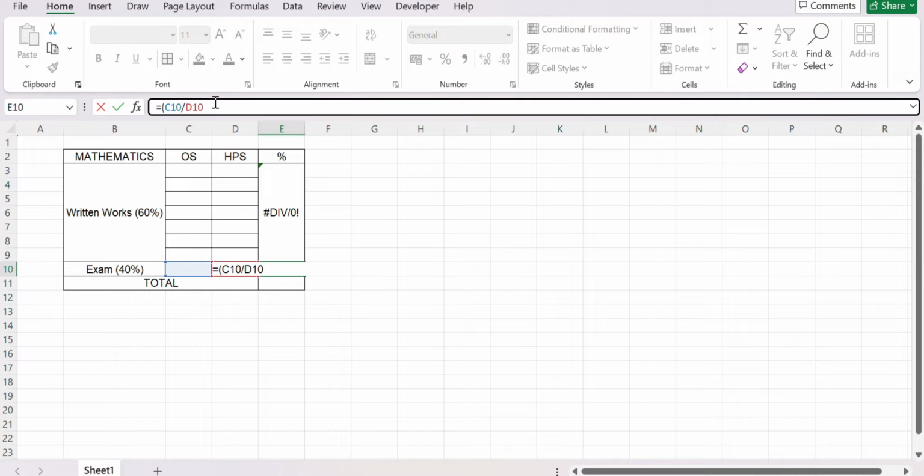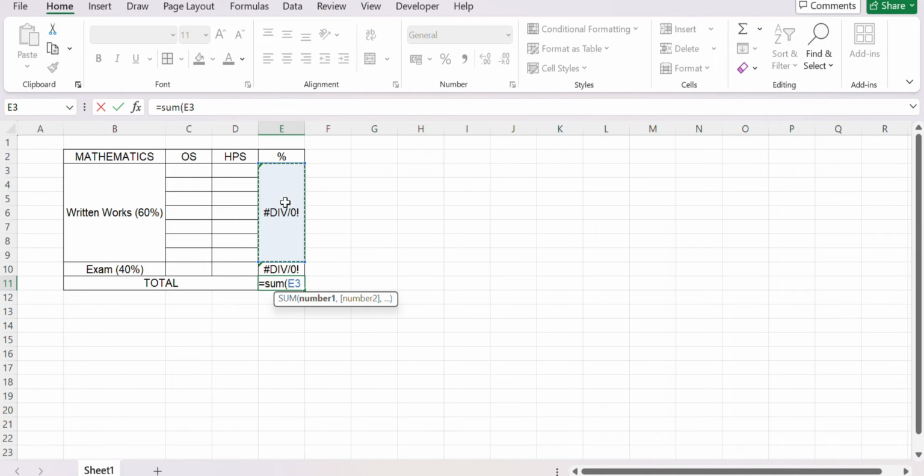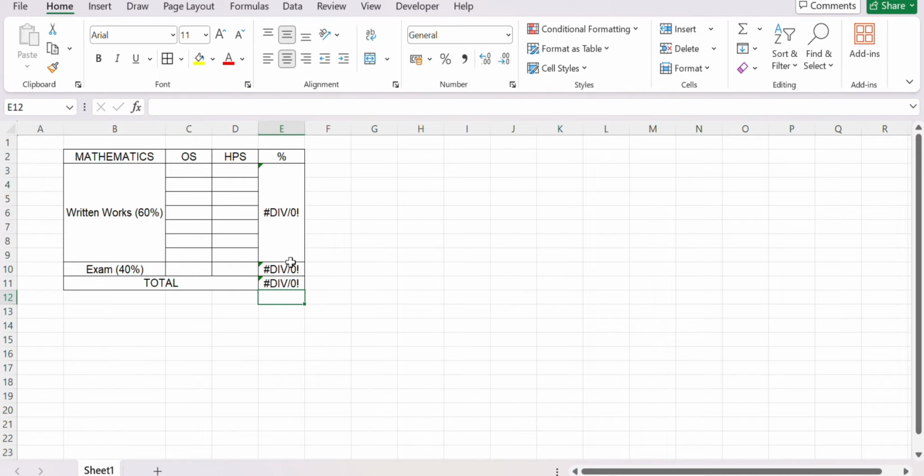So, for the total part, you will be summing up the computed percent for written works and exam, and then that's basically your grade. So, I'll be providing here an example or like an insight to make it into context or like a visual.